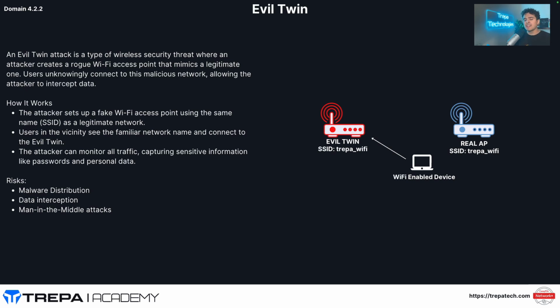So how it works, the attacker sets up a fake Wi-Fi access point using the same SSID as a legitimate network. Users in the vicinity connect to it just based off name, or their computers maybe automatically connect to it, and then the attacker can monitor all the traffic.